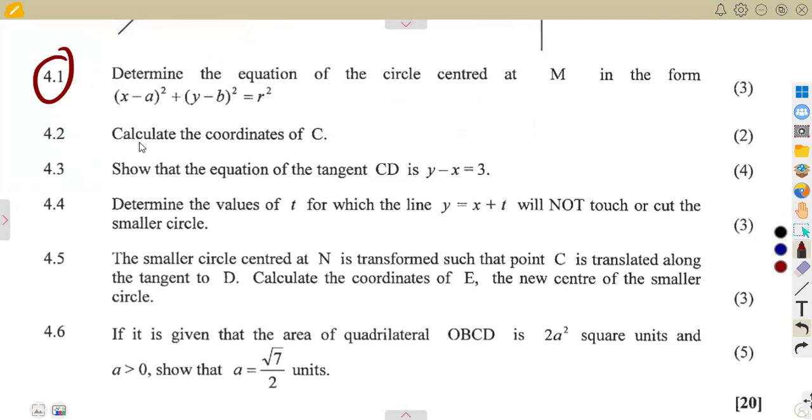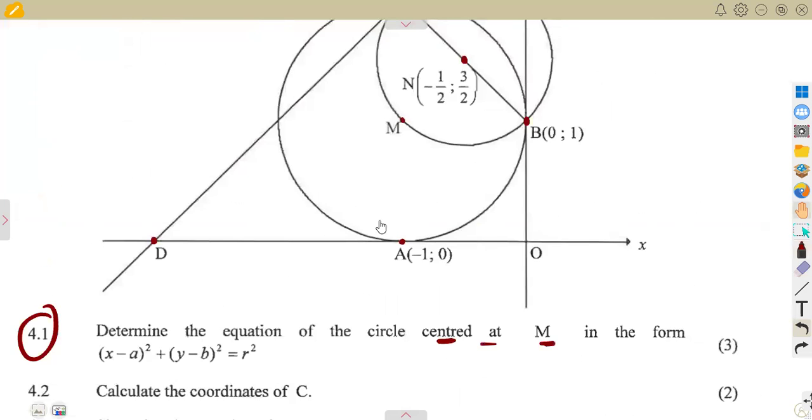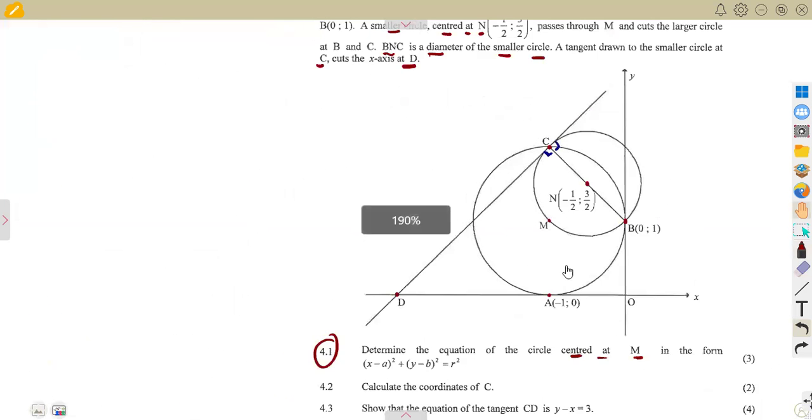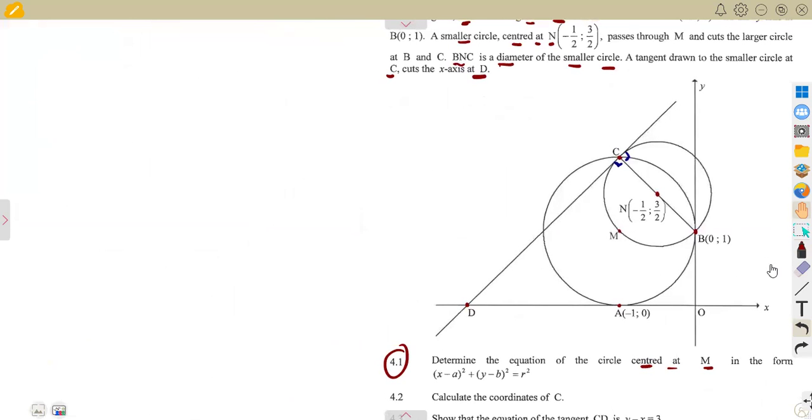Question 4.1: determine the equation of the circle centered at M in the format that you are given. The circle that has M as the center. So the question is, do we have the coordinates of the point M? We do not have the point M in this case. We have to determine that.